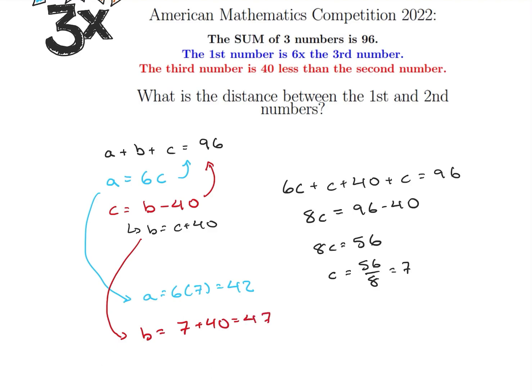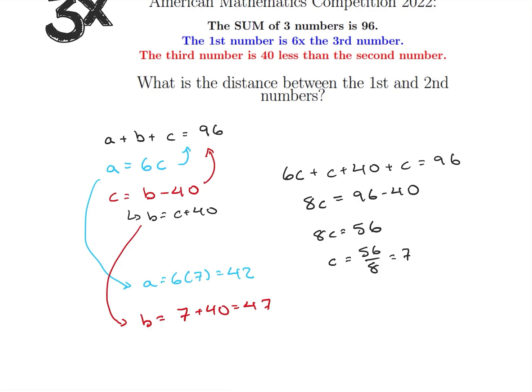So our goal was to find the distance between the first and second numbers. So the magnitude of B minus A is 47 minus 42, which then gives us 5. So our answer to this problem is 5.